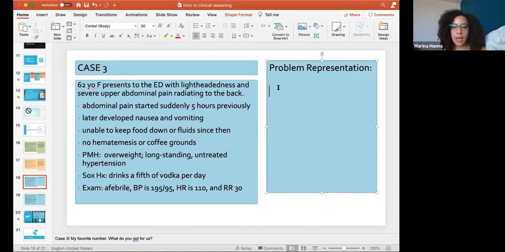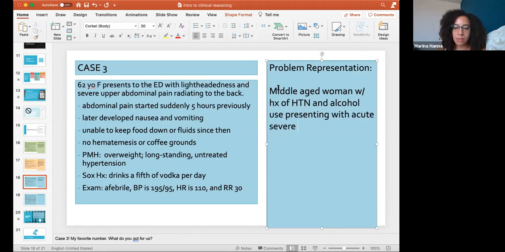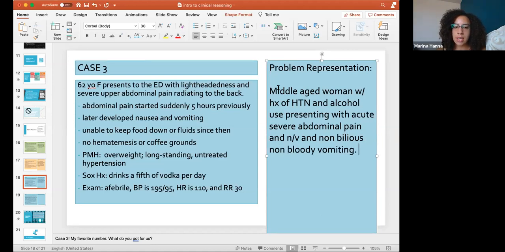So we had a middle-aged woman with history of hypertension and alcohol use, presenting with acute severe abdominal pain with associated nausea and non-bloody, non-bilious vomiting. We were discussing whether to include the radiating to the back as part of our problem representation. In terms of the vitals she had in the ED, we didn't think they really represented hemodynamic instability, and didn't think it needed to be part of the problem representation.